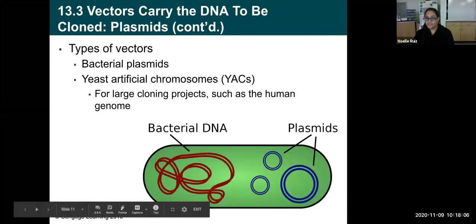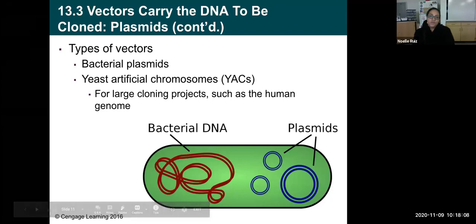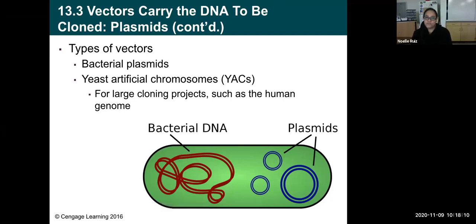Types of vectors, like I said, bacterial plasmids. We can also use yeast artificial chromosomes called YACs. We do this for large cloning projects such as the Human Genome Project. But that's just a simplified bacterial cell. You have the regular bacterial DNA, and then you have these tiny little circles of DNA called plasmids. And that's most of the time what we use as vectors, unless it's a very, very large project, then we use yeast.